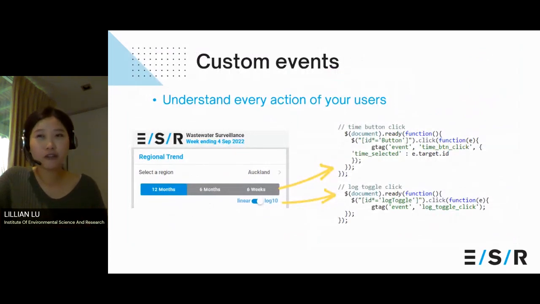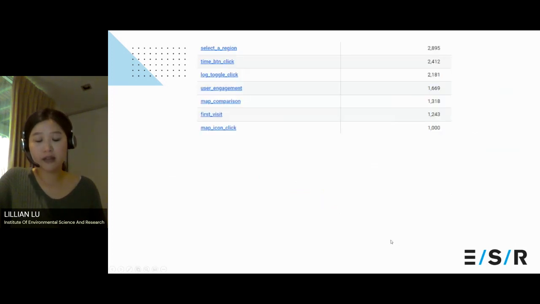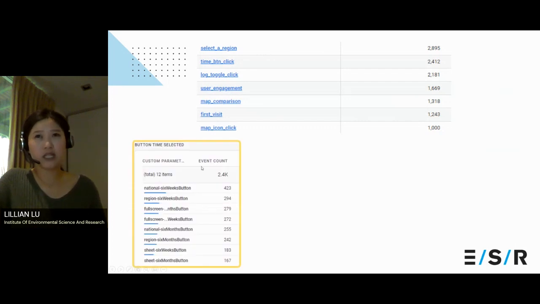And if you do know some JavaScript, you can also customize what events Google Analytics tracks to understand the user journey better. For example, this dashboard has some filters and they're not tracked by default by Google Analytics, even though your users are interacting with them. But you can totally add them in, and it's just a few more lines of JavaScript code. And this is what you get. You can see how many actions are fired for the select a region filter or the time button click. And you can even break down to details to see which button that user actually clicked.